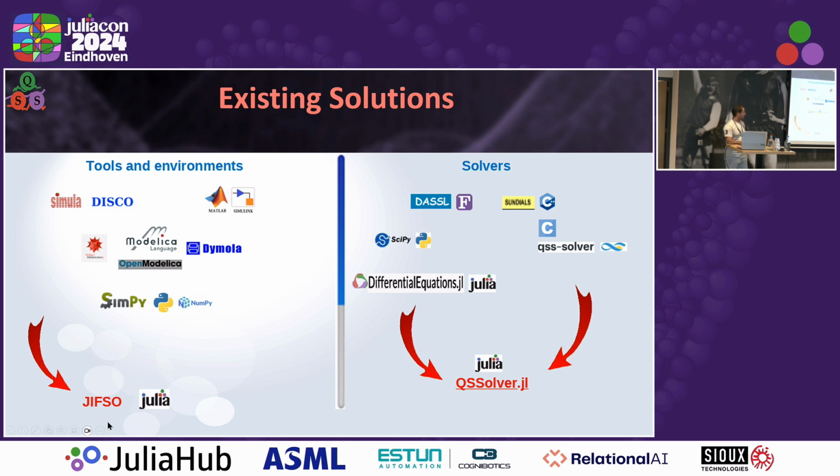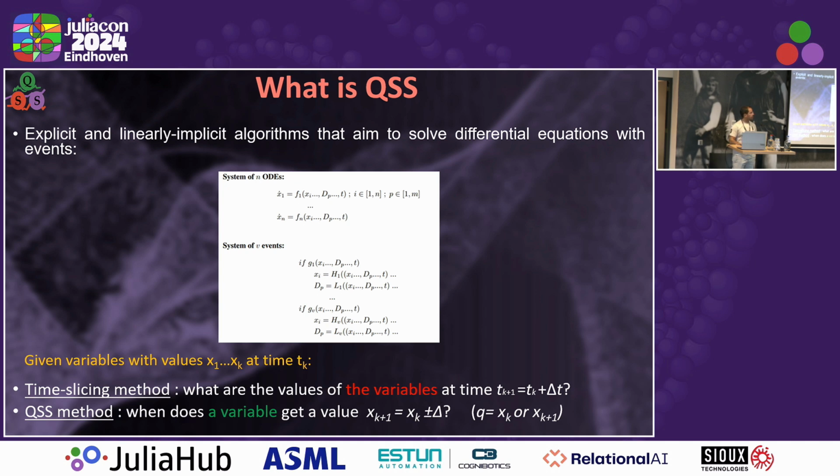As I said, in the Royal Military Academy, there is a tool called JIFSO. It's a Julia Interoperable Framework for Simulation and Optimization. And there is the need to have a solver that works underneath this tool, and that solver is the QSS solver. QSS is basically a set of explicit and implicit methods that solve differential equations with events. So the special thing is the events.